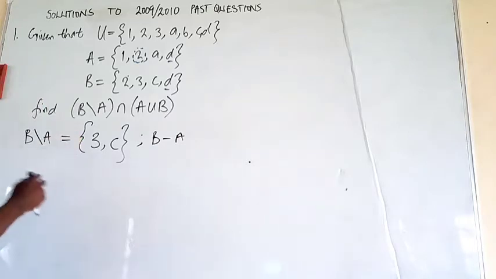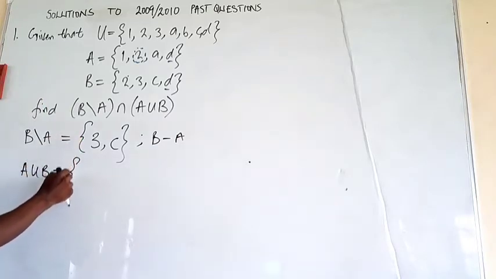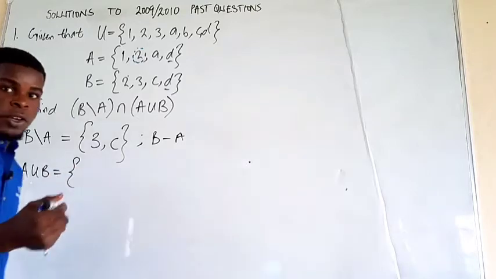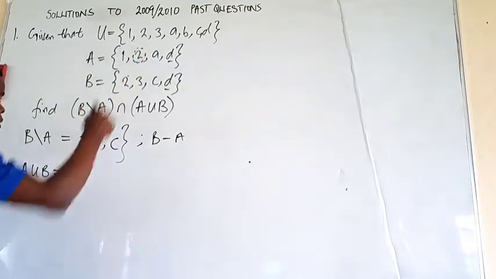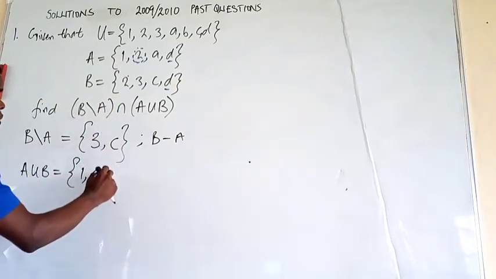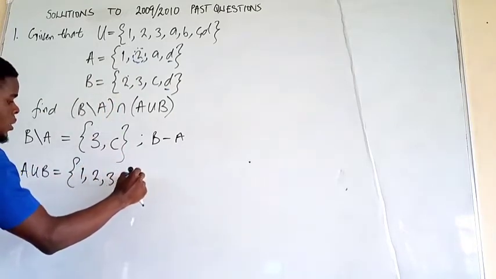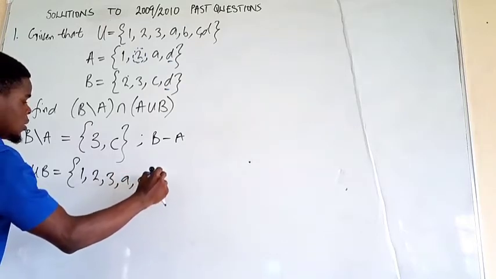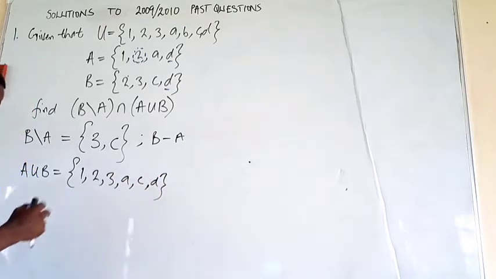Alright, so the next thing we are going to consider is A union B, which is the union of those two sets. We're just going to take all the elements. Let me list them: 1, 2, 3, A, C, D. Those are the elements for A union B.